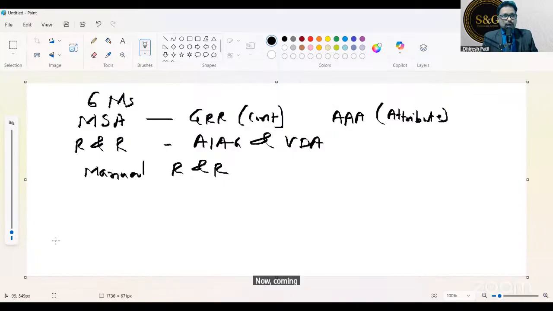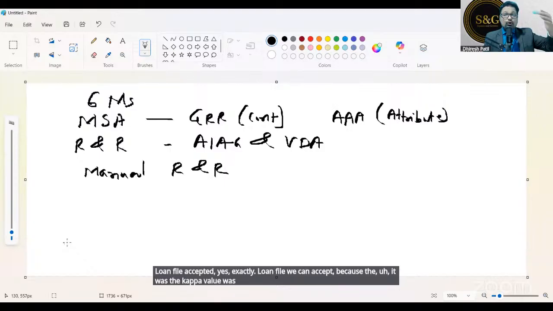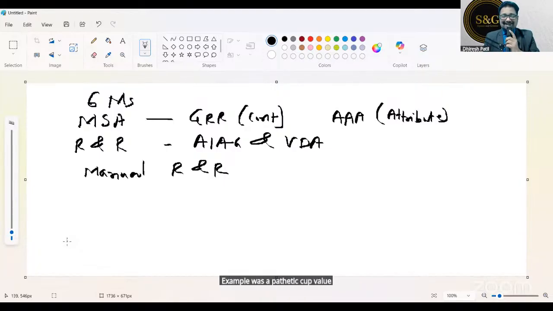Now, coming back to the loan file accepted. Yes, exactly. Loan file we can accept because the kappa value was 0.78, which is a very good kappa value. So we can accept the loan file. The doctor's example was a pathetic kappa value. So we can reject that measurement system.